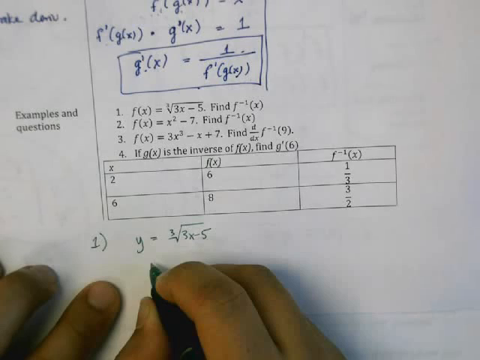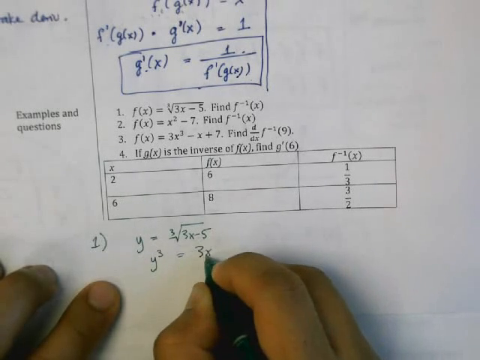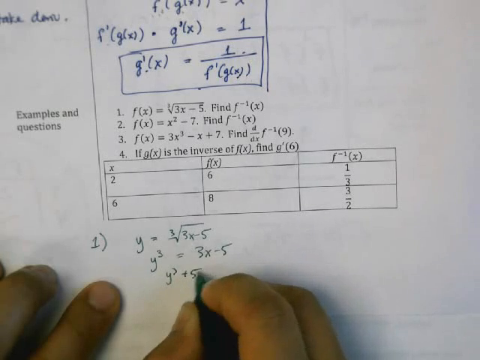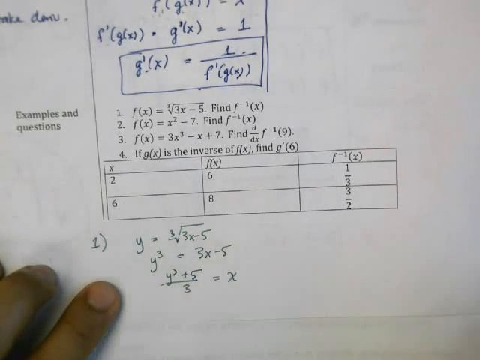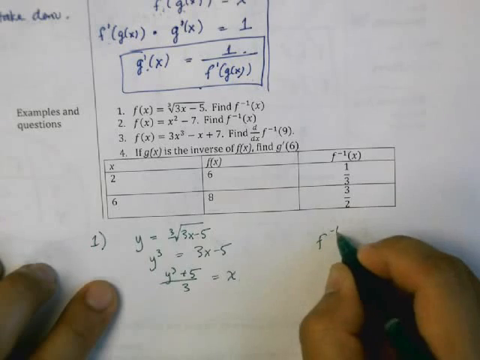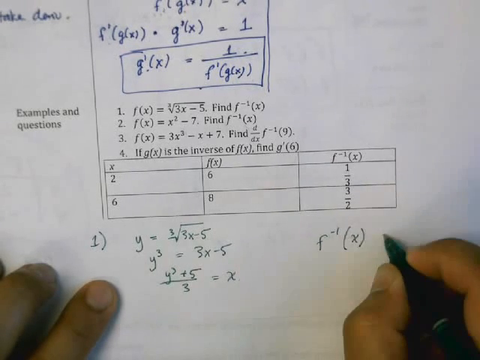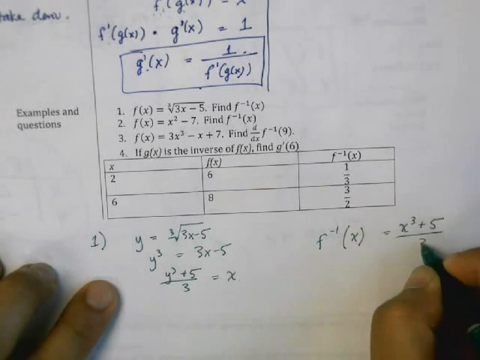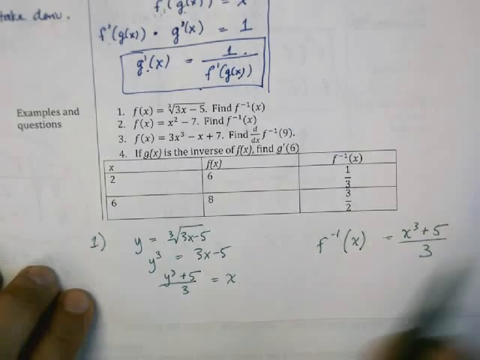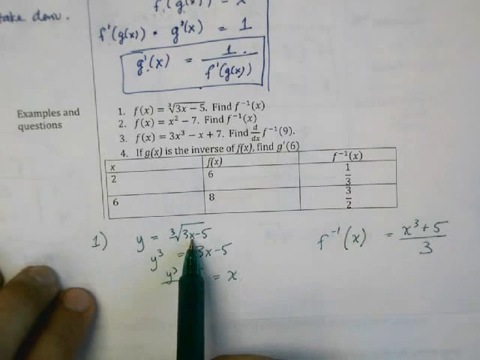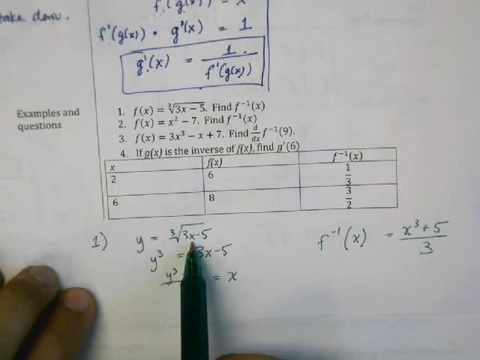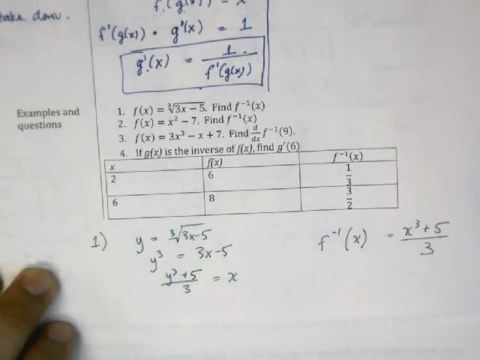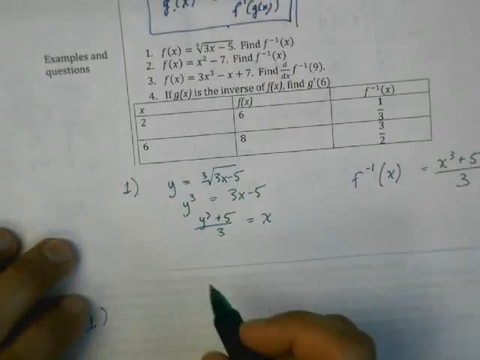So cube root, raise both sides to the 3rd power, and then add 5 to both sides and divide by 3. So this is it, and then we can just rename this. We can just say f inverse of x is equal to x cubed plus 5 over 3. Okay, and you can check if you pass in some number for x, you get the output, and if you take that output and pass it in here, you should get the original input. Okay, so that's pretty straightforward.